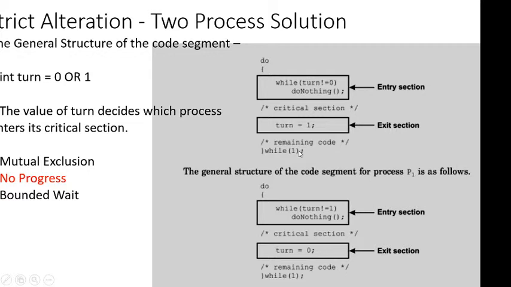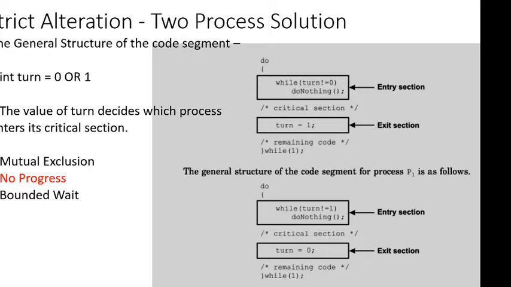Okay, so your process 1 critical section, right? This part of the code in this program has access to the shared data. It writes or reads the shared data. In code outside the critical section, there is no probability of creating inconsistent data.